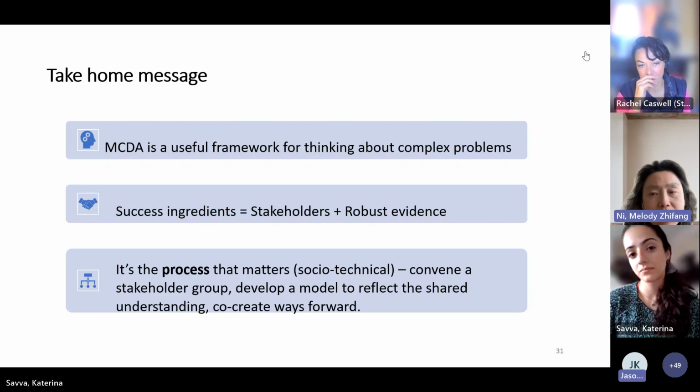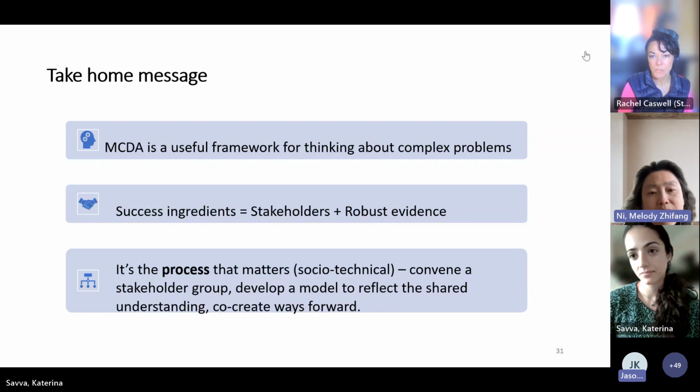on the ways forward, and how evidence can be generated to improve the scores, so that the biomarker development might be more likely to succeed. So it's really about working with the stakeholders, generating shared understanding, and co-creating ways forward.